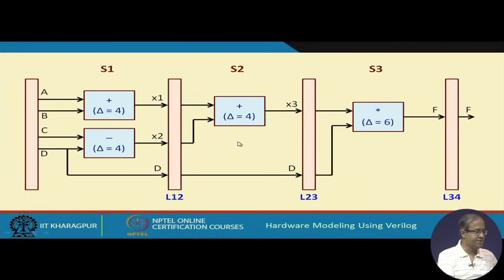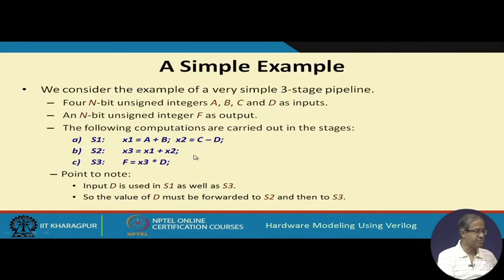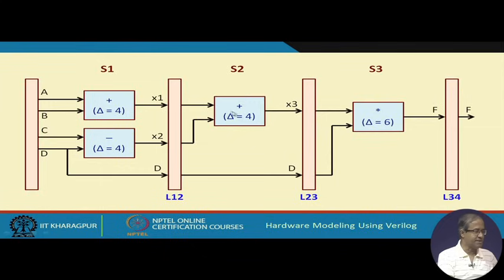In stage S2, we are doing x3 equal to x1 plus x2. So, there is another adder which takes x1 and x2 and generates x3. In the last stage, there is a multiplier. We assume that the delay is 6 units, and it multiplies x3 and D and generates F as the result.